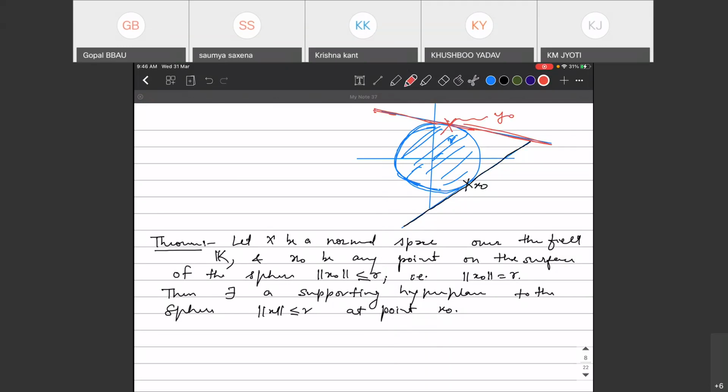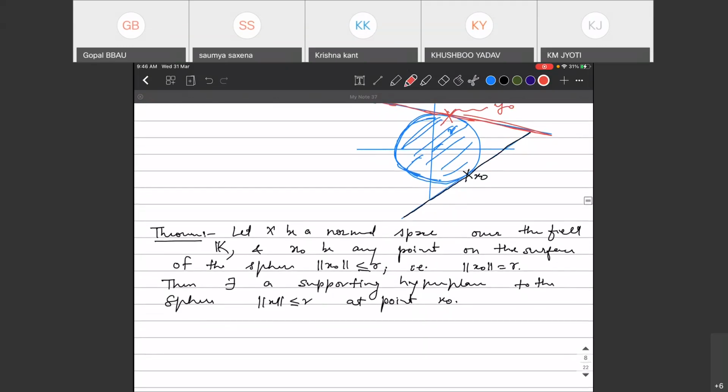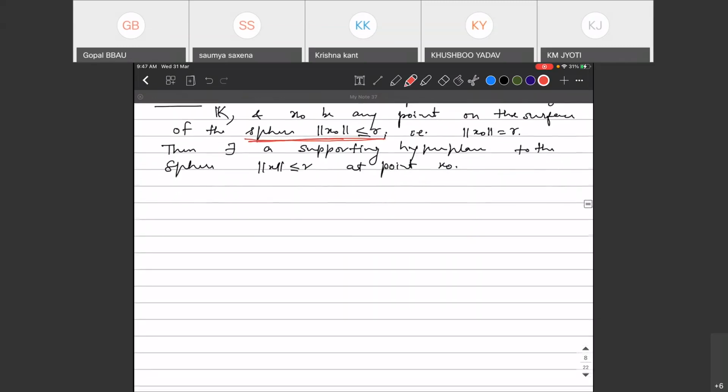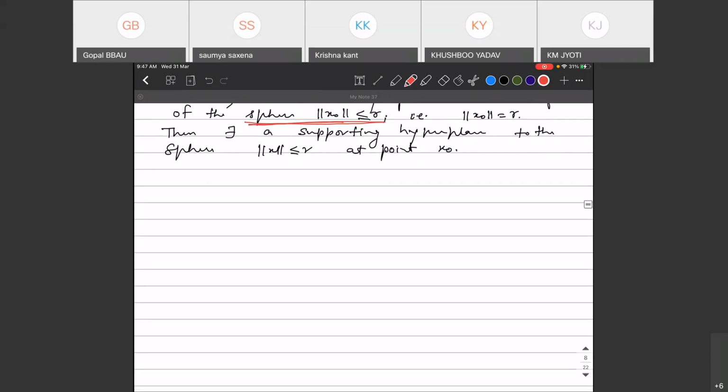Do you understand this thing? No, sir. And it is true for any convex region. So here this sphere is a very special convex set, but this theorem is true for any convex subset. Okay, let's see a proof of this.